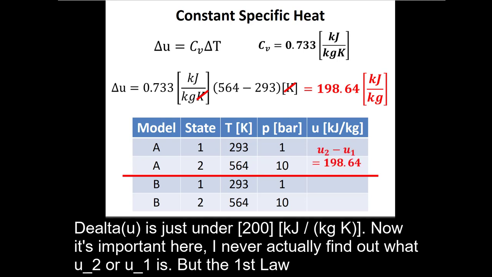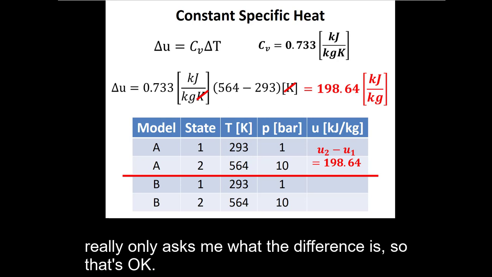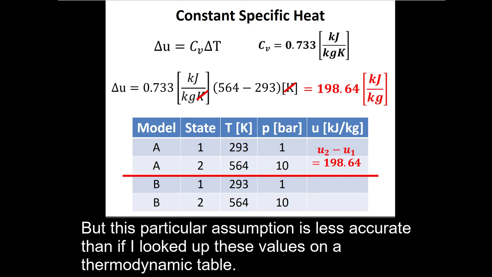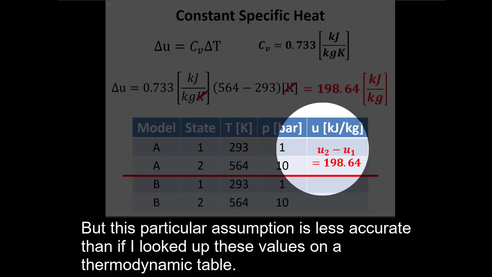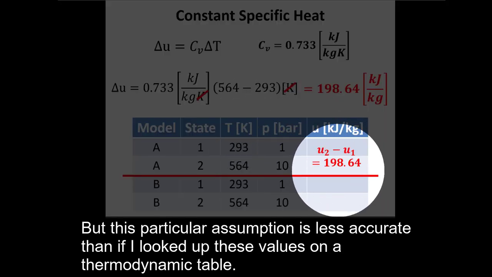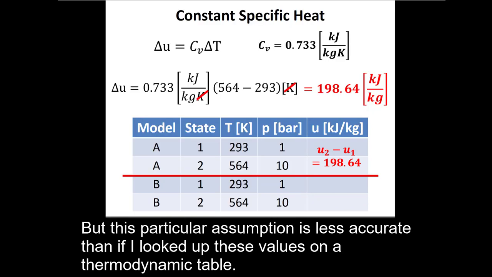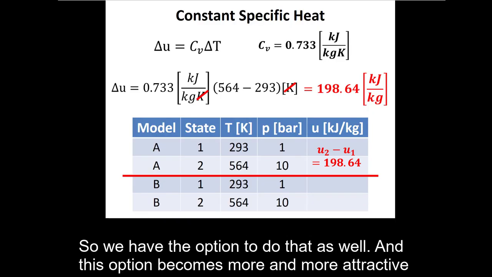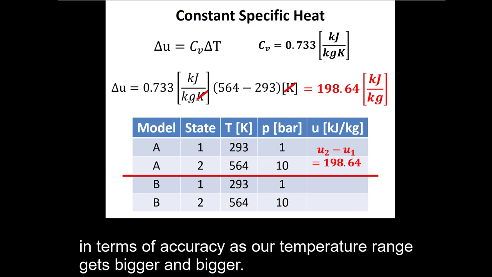Now, it's important here, I never actually find out what U2 or U1 is, but the first law really only asks me what the difference is, so that's okay. But this particular assumption is less accurate than if I looked up these values on a thermodynamic table. So we have the option to do that as well, and this option becomes more and more attractive in terms of accuracy as our temperature range gets bigger and bigger.